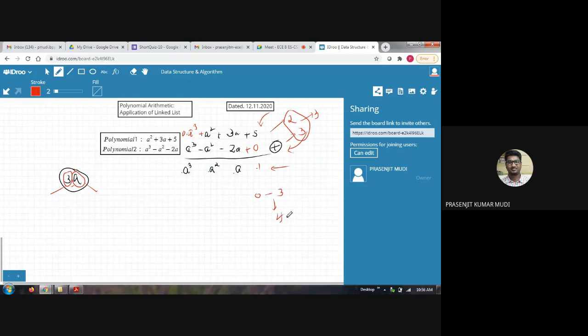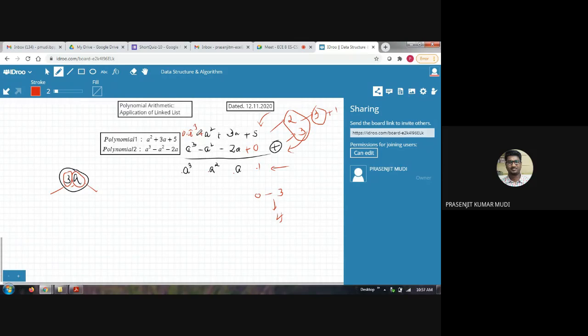0 to 3, 4. So that is the generalization of the logic to find out the number of terms in the resultant polynomial. So maximum degree plus 1 will give us the number of terms in the resultant polynomial. So you must start with the term with power index equal to 0. These are actually called indices, index or power. Mathematically it is known as index.